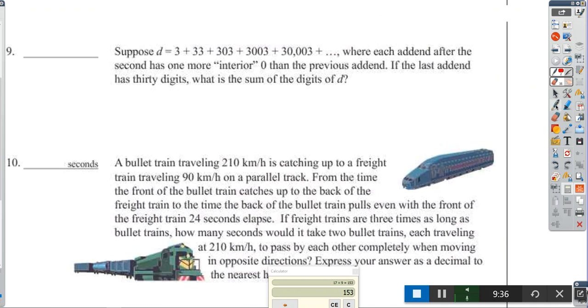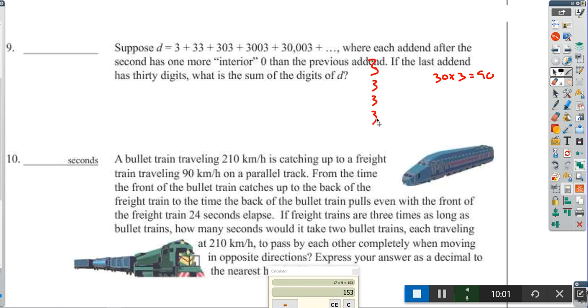All right, so if I were to take 30 of the numbers in this pattern and line them up so that they're all stacked, I'd get the units digit with a bunch of 3s. Well, how many 3s would I have? I'd have 30 of them. So 30 times 3 is equal to 90, which means the units digit for the sum would be a 0, and I'd carry the 9 over.